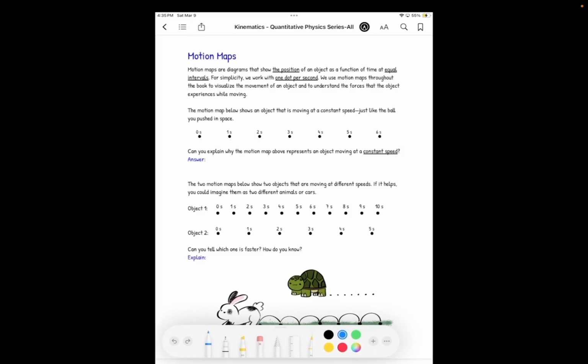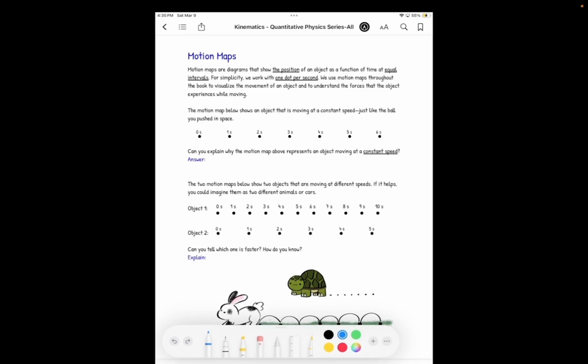So now look at these two objects, object 1 and object 2. This is a motion map of object 1 and this is motion map of object 2. Which one do you think is moving faster? This is a little bit hard for some of our friends, but give your own description of this motion and tell me which one is going to move faster. Object 1 because they're closer together. So object 1 is moving faster, you think? I think so. Oh, okay.